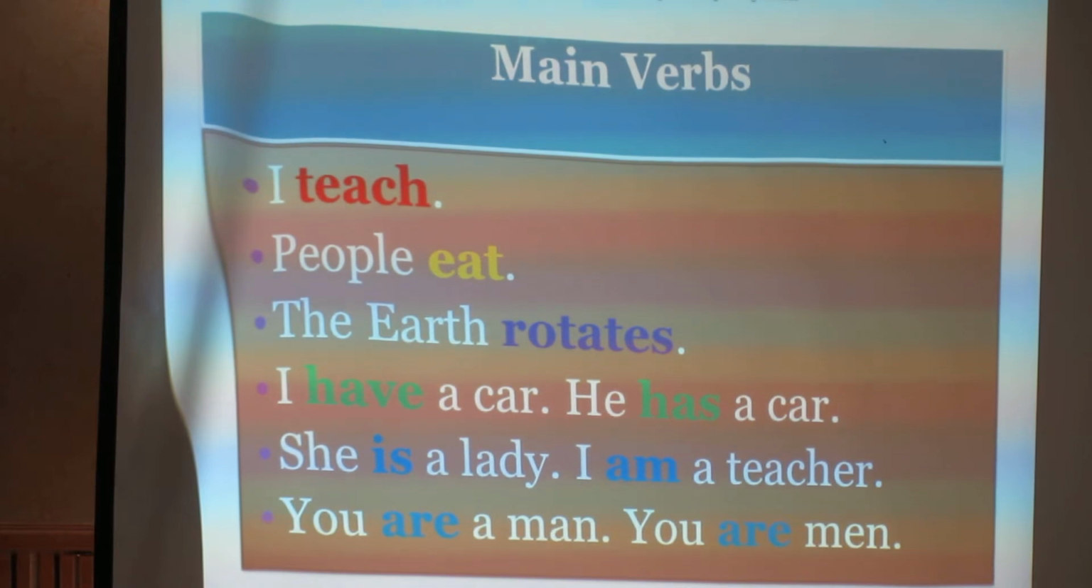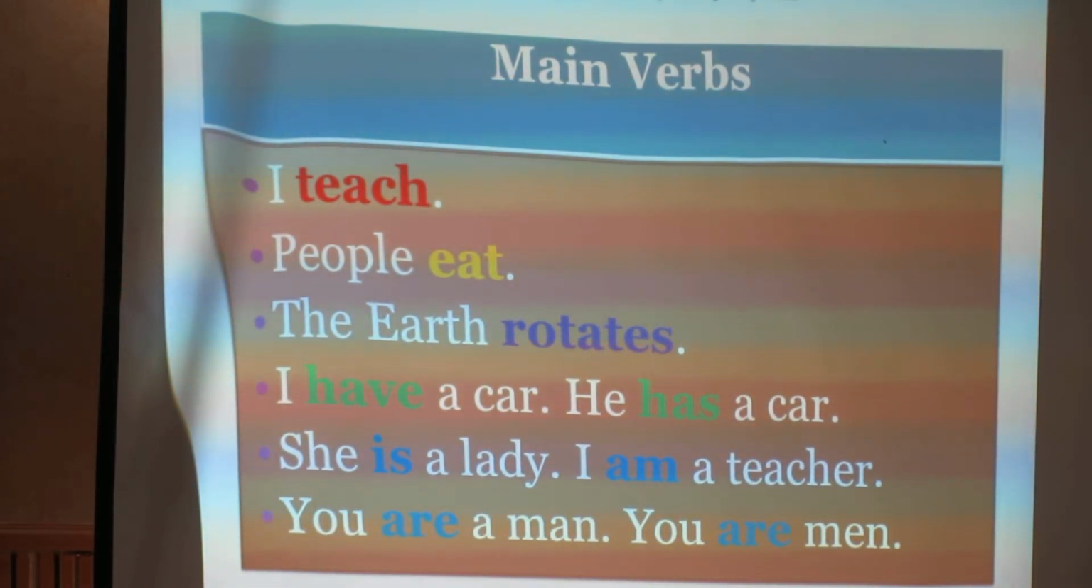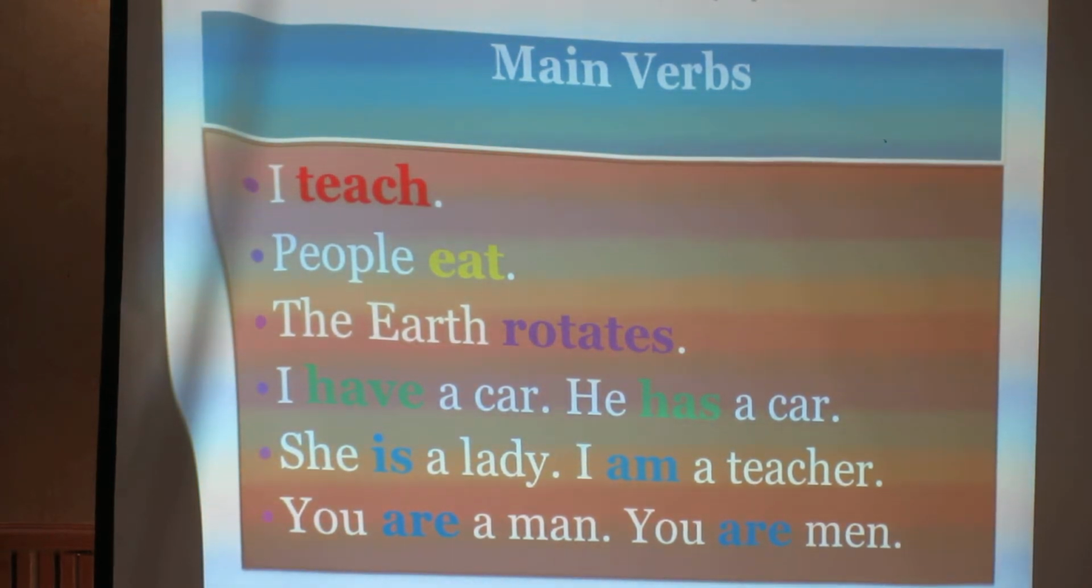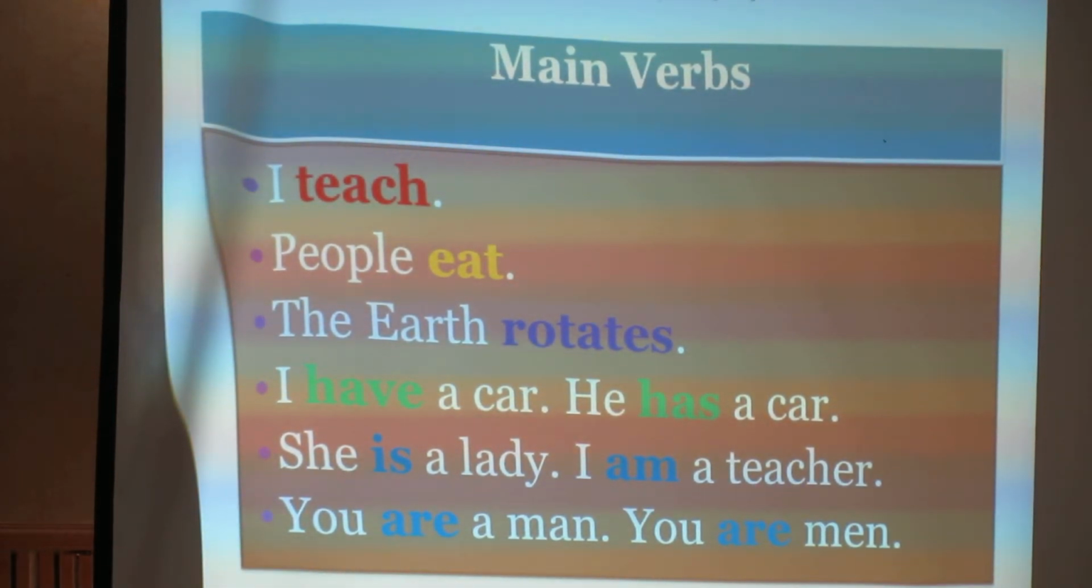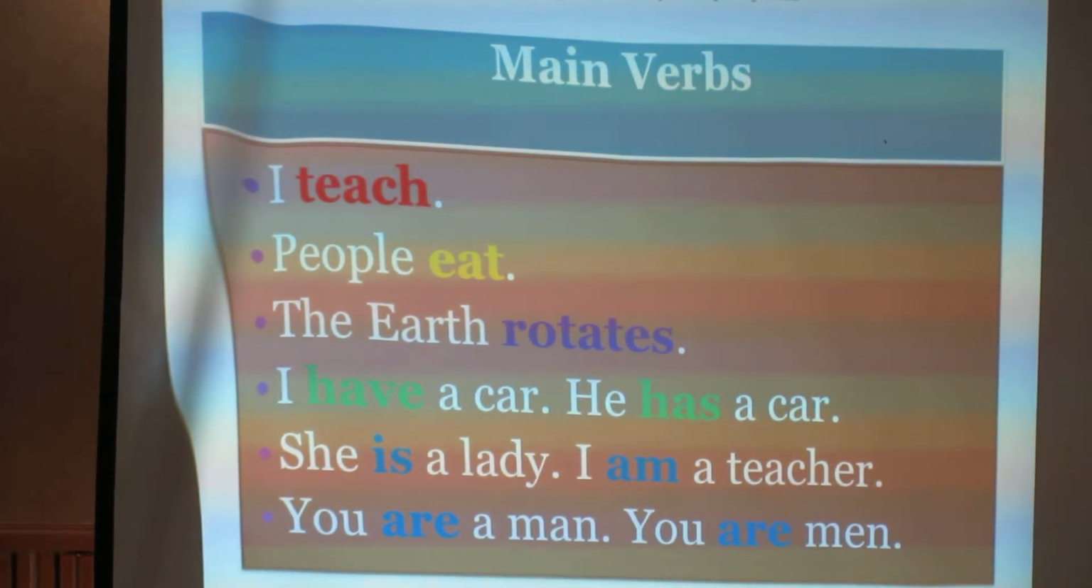Last one, you are a man. Yes, you are a man. You are men. So you is used as singular and plural. You can use it here and there. Don't think that you is only for plural. No, it is used for the singular too. So you are a man, it is singular. You are men, it is plural now. Don't mix.